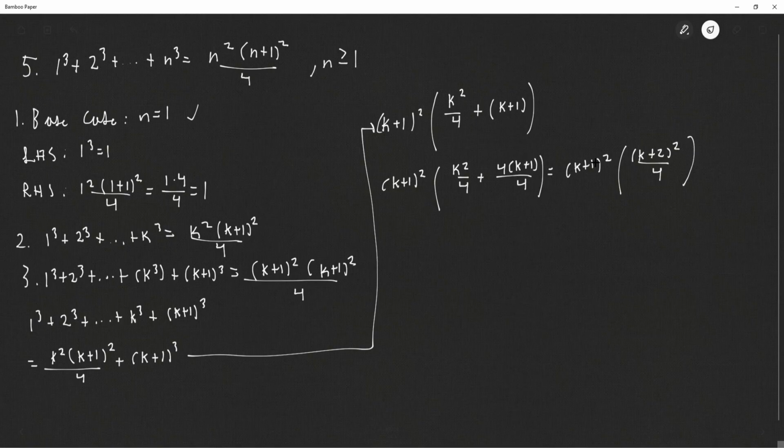However, if we multiply in our k plus 1 squared, we'll see that this becomes equal to k plus 1 squared times k plus 2 squared all divided by 4, which matches our desired formula for n being equal to k plus 1. So since it works for k plus 1 and the base case, we can say that this works for the whole thing.